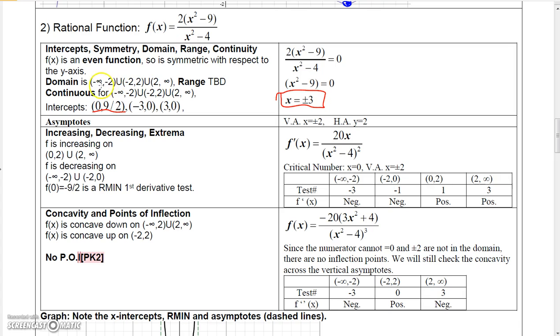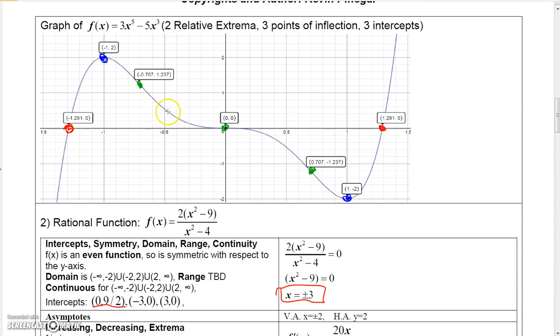The domain is negative infinity to negative 2 union negative 2 to 2 union 2 to infinity, because x can't be plus or minus 2. And this is an even function, so it's symmetric with respect to the y-axis. And I didn't mention that on the last one. See how this is symmetric across the origin? So across the origin here, you've got basically an identical picture. It's just kind of flipped the other way.